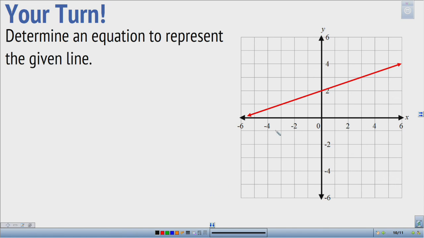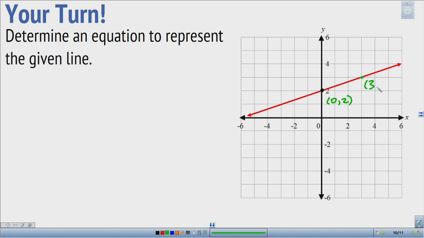All right, let's take a look at this question. We have a y-intercept of 2. And let's look at the slope. So we can pick any 2 points. I already drew that one. So let's use 0, 2. And let's look at this point here.